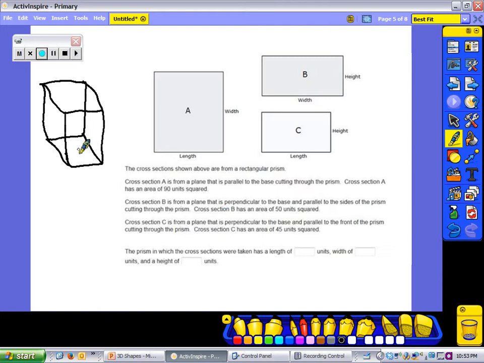Okay, so that cross-section there is basically this bottom. This bottom is A, and we know it's 90 square units, but we're not sure about its actual dimensions. We could guess if we wanted to go ahead and write out the factors of 90. We could do like 1, 2, 3, 5, 9, 10, and so on. Okay, we'll stop there for now.